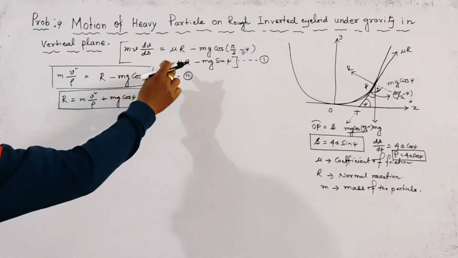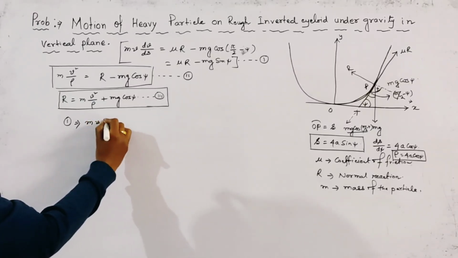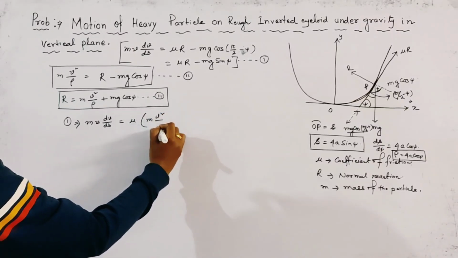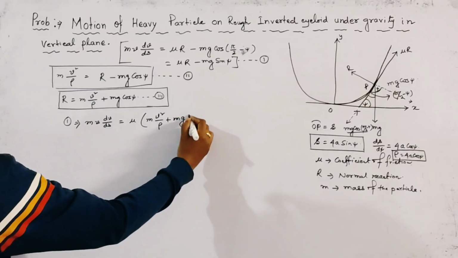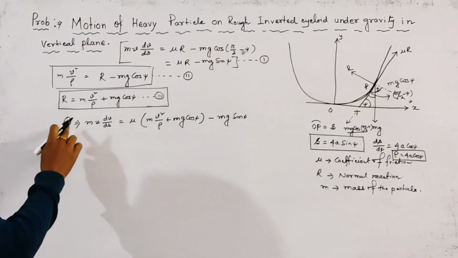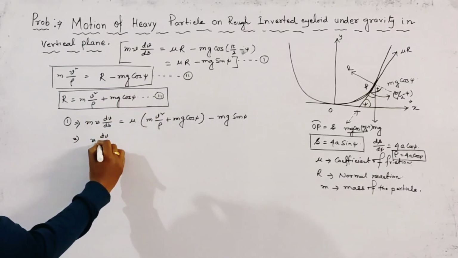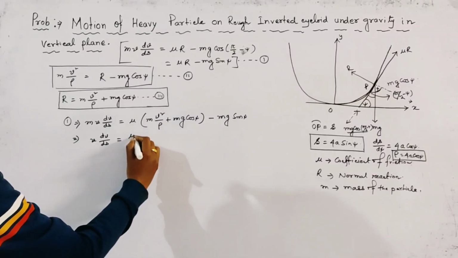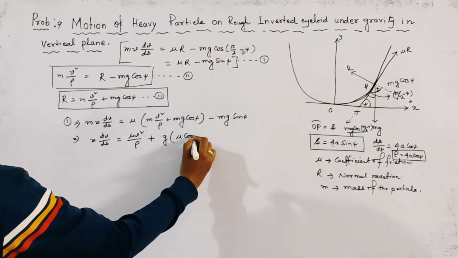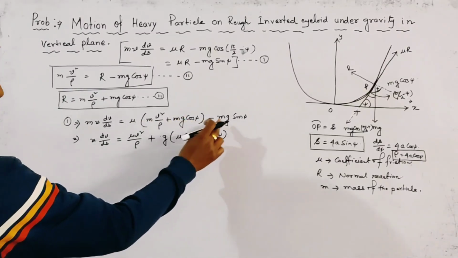Putting the value of R in the first equation, we get mv dv/ds equal to μ(mv²/ρ + mg cos ψ) − mg sin ψ, and this is from 1. Now we cancel m from both sides and get v dv/ds equal to μv²/ρ + g(μ cos ψ − sin ψ).